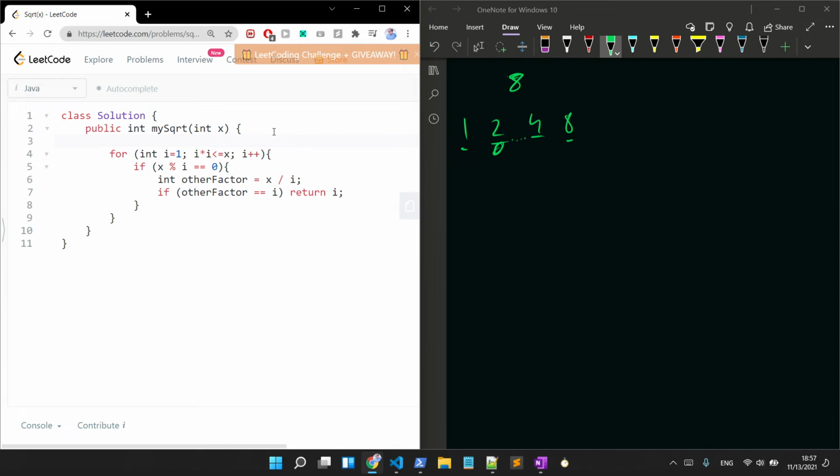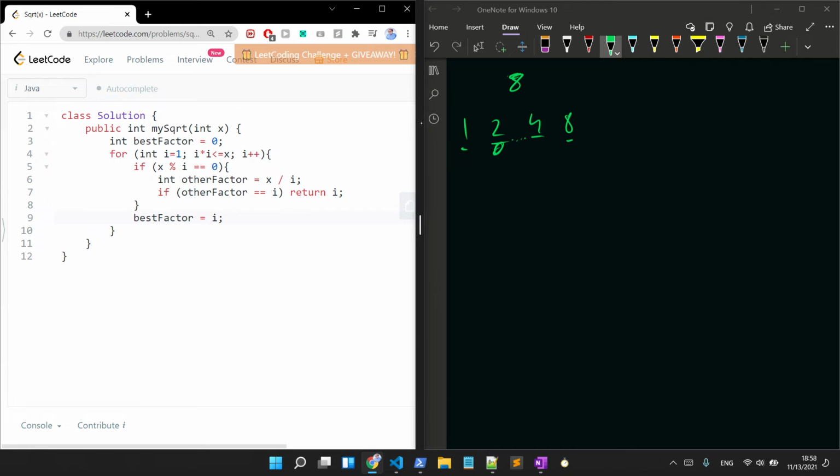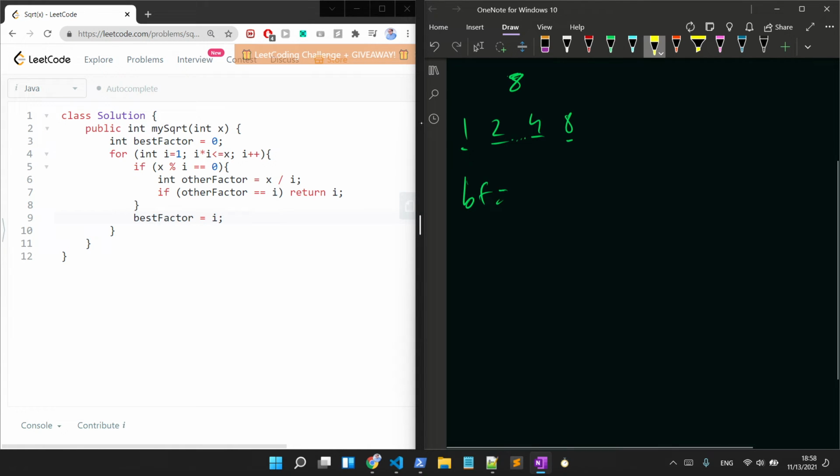So we'll create a variable called best factor. We'll set it to 0, which will work in the case where x is 0; it'll just return 0. It doesn't matter, just set it to a value. And each iteration, we'll just set best factor to i. So each time you go through, let's just call it BF. Say we're working through this: we're at 1, BF is 1. We go to 2, BF is 2.